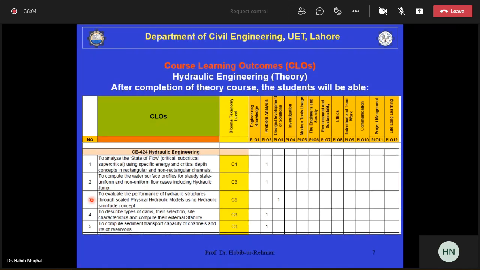Number four, the fourth CLO is that after passing this course, you will be able to describe types of dams, their selection, and site characteristics, and you will be able to compute the external stability of the dam. And the fifth CLO is that you will be able to compute the sediment transport capacity of channels and compute the life of reservoirs.